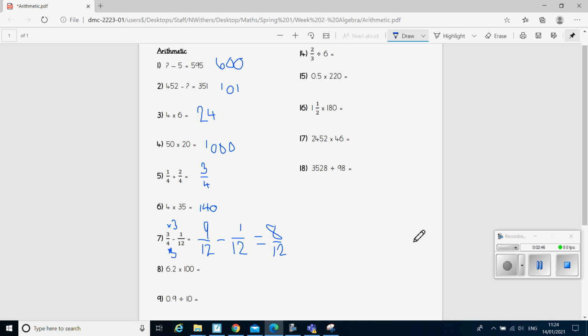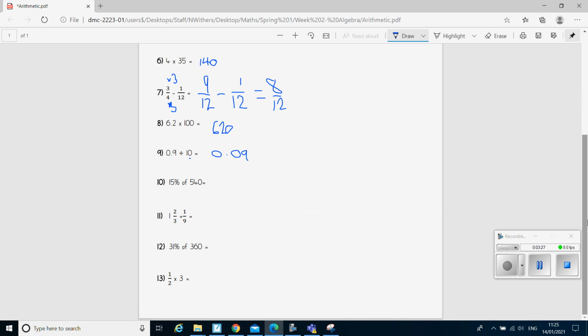Okay, question 8, 6.2 times by 100. Again, we've been practicing these this week in our arithmetic. So we are just moving the digits 2 places to the left. So that gives us the answer 620. Okay, question 9, similarly, this time we are dividing by 10. So rather than moving the digits to the left, we're moving them to the right. Because 10 has only 1 0, we are moving the digits 1 place to the right. So we end up with the answer 0.09.